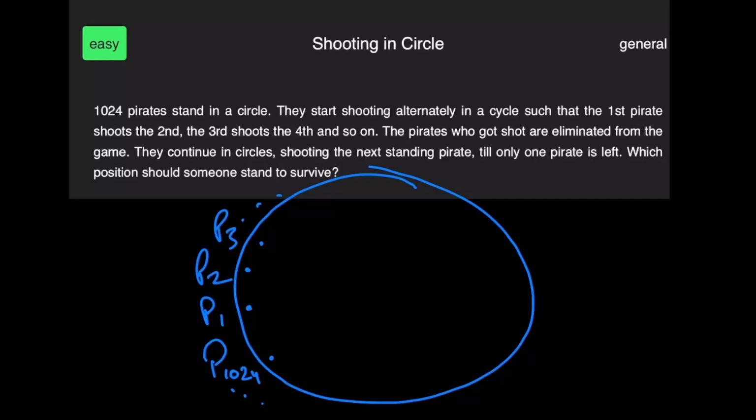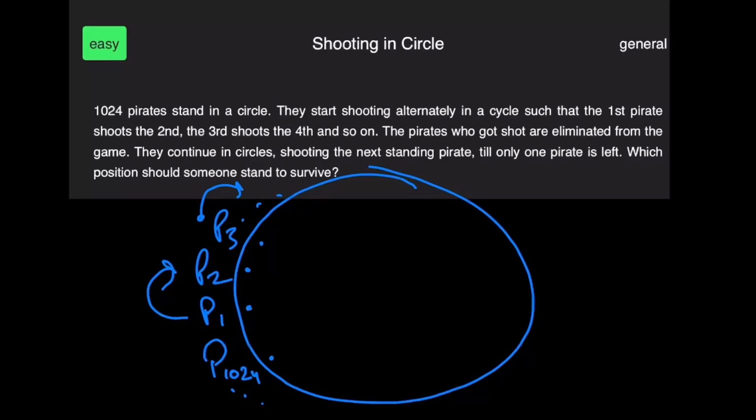And now what pirate number one does is shoots the pirate in front of him. And then, so in this case, that would mean pirate number one will shoot pirate number two. And then, since the next pirate in line who has not been shot at yet, pirate number three, he would shoot pirate number four. And then pirate five would shoot pirate number six, and this goes on.